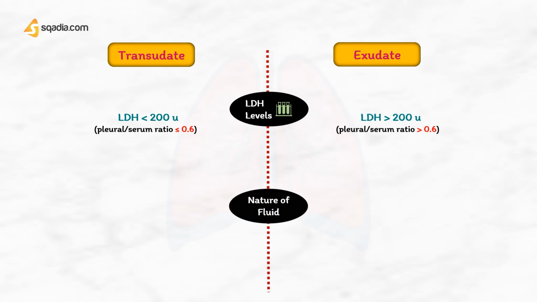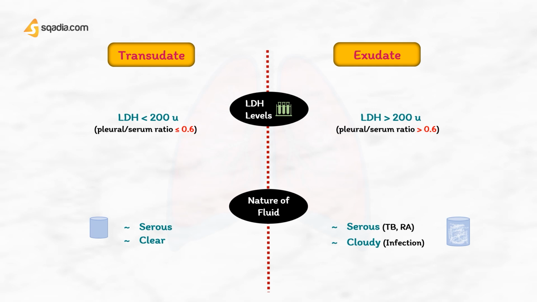Nature of transudative fluid is serous and clear, while exudative fluid is serous in case of tuberculosis, rheumatoid arthritis, cloudy in case of infection, and blood comes in exudates in case of cancer, pulmonary embolism, and TB.